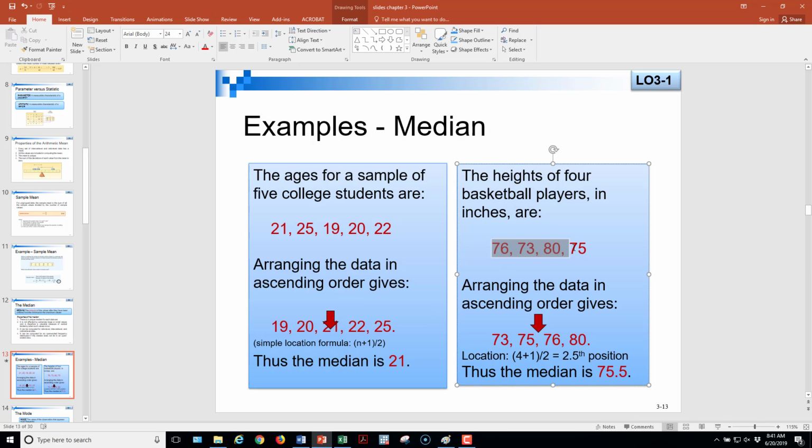Now in this case, 76, 73, 80, and 75, if you place them in ascending order, you get 73, 75, 76, and 80. The median is in position 2.5. If you use the formula, it'll be 4 numbers plus 1 divided by 2, which gives you 2.5. Position 2.5 is between 75 and 76. And between 75 and 76, you calculate the average of the two, you find the value 75.5, that will be an approximation for the median.